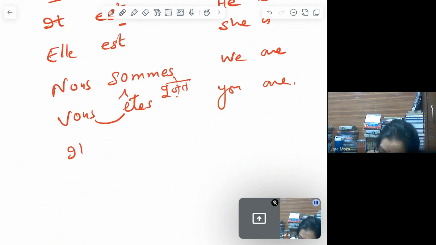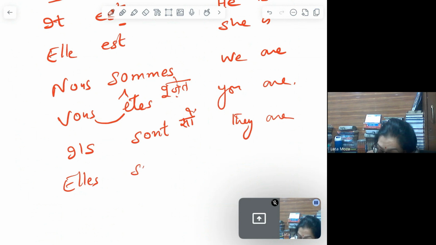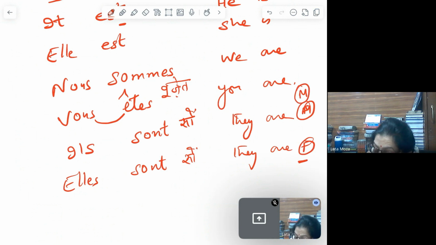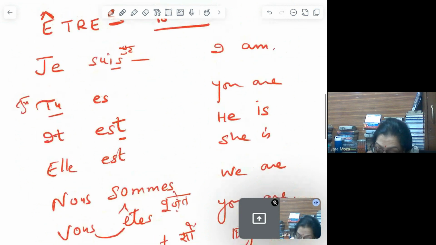Then it is ils sont. There is a nasal sound over here. It is pronounced as son. Ils sont means they are, masculine. And then it comes to elles sont, that is feminine. They are, this is for masculine, and this will be for feminine. We'll repeat it again. This is for masculine, and this is for feminine. Again, we'll go to pronounce it. Je suis.